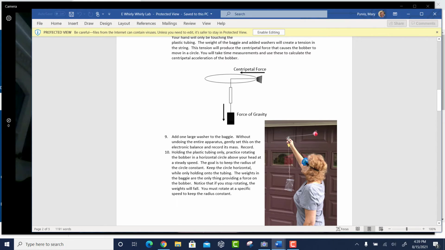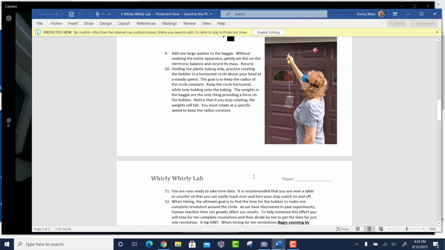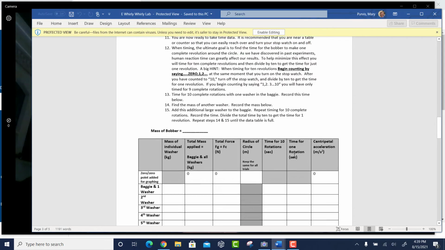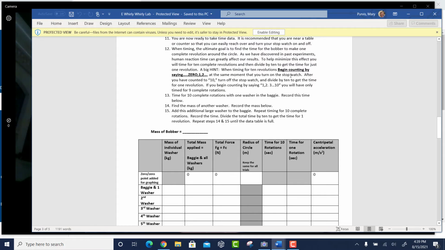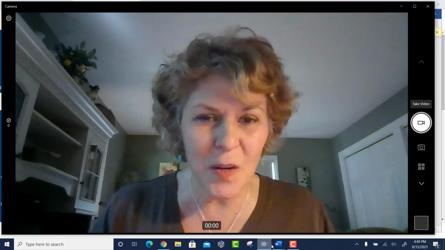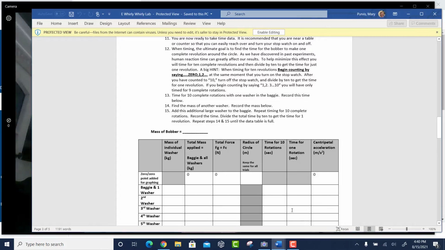Now you're going to time how long it takes for 10 complete rotations above your head. You're going to time for 10, divide by 10 to get the time for one rotation. Read this section really carefully where I give you some hints about how to get exactly 10 rotations. When you start counting, count by saying 0 and then count to 10. So then when you divide by 10, you have 10, not 9. So read that really carefully when you get to that section.